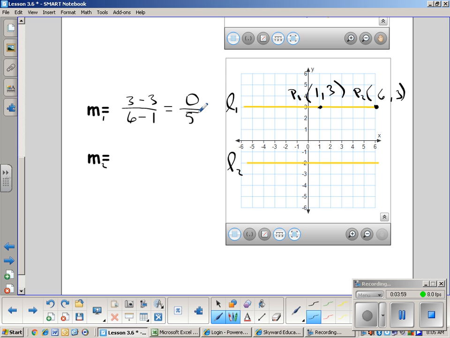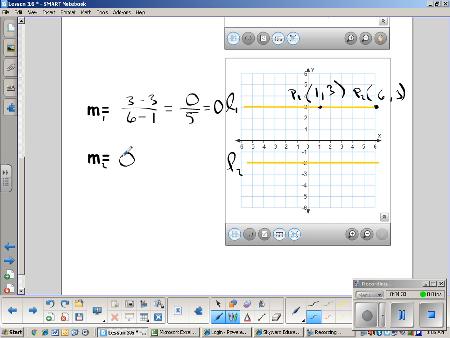What's 0 divided by 5? What is it? 0. 0 divided by any number is 0, right? What do you think the slope of line 2 is going to be? 0. So horizontal lines have a 0 slope. Okay? It is defined, it's the number 0. Where vertical lines have an undefined slope because they force you to divide by 0, which is against the rules for math. Okay?